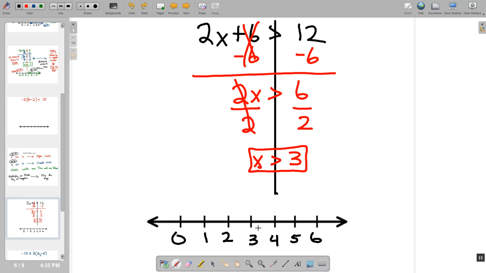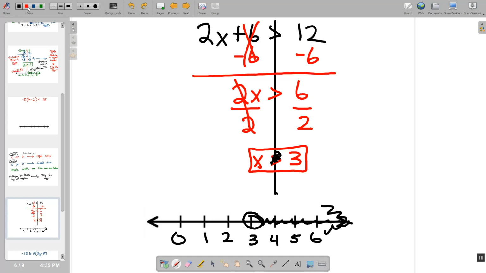This is an open circle. And as a reminder, the alligator is eating the bigger number. And in this case, the bigger number is the variable, which means we want numbers that are bigger than 3. And this is what we're left with.